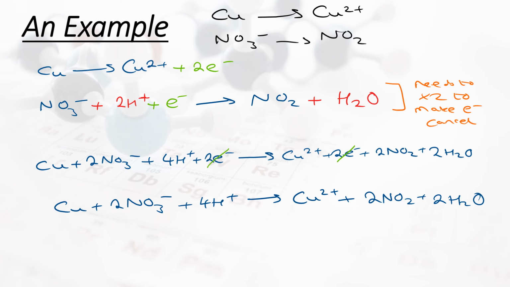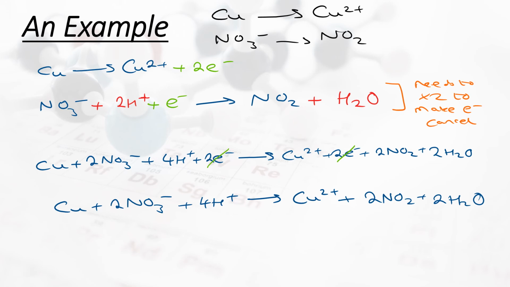Then we said we had to add waters if there were any oxygen atoms. Well, there's no oxygen atoms, so I don't have to add water. Because I've not added any water, there's no hydrogen atoms, so I don't have to add any protons. But I do have to make sure the charge balances on each side. And so on the left-hand side, we have neutral copper. The right-hand side, copper 2+. So to balance the charge, I have to add 2 electrons to the right-hand side.